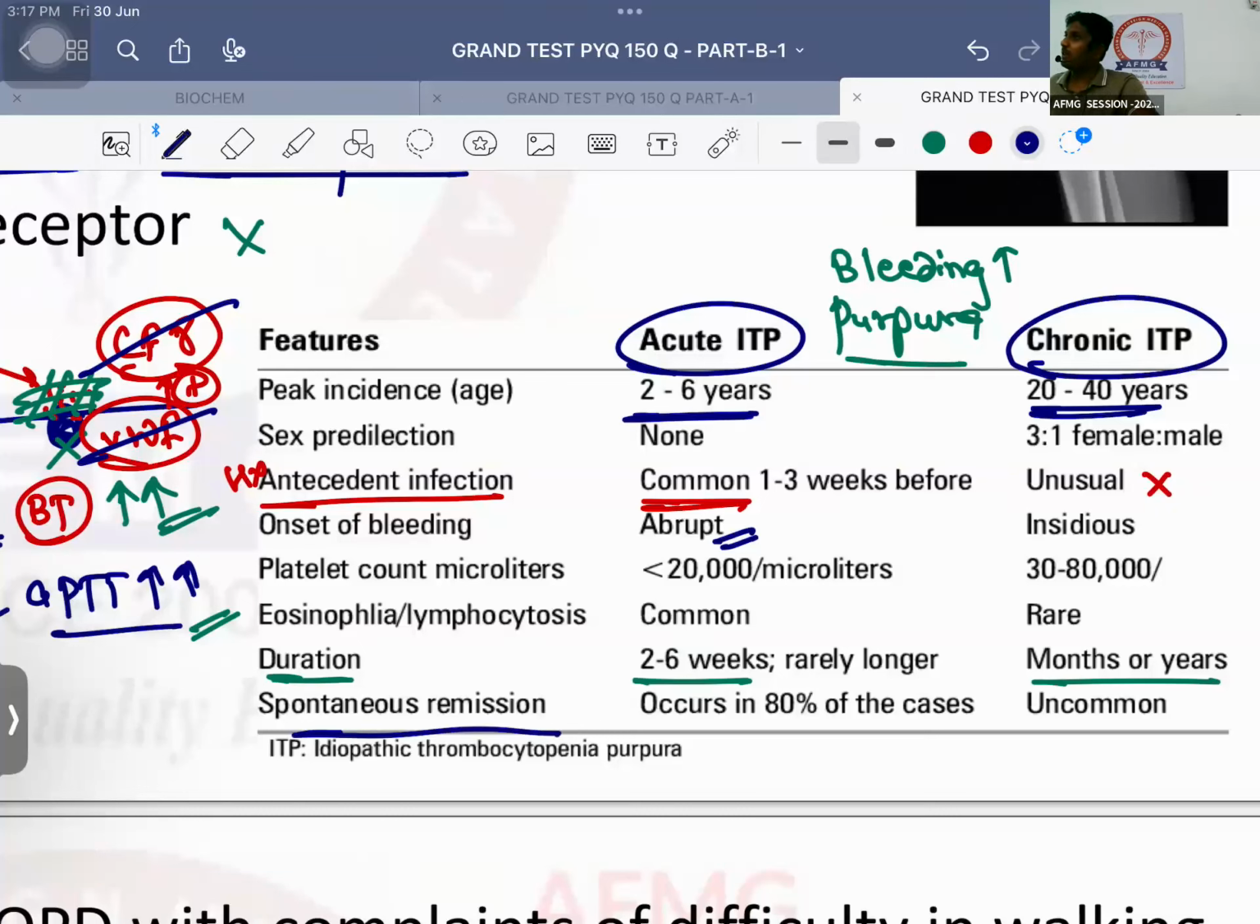Spontaneous remission, that means resolution, self-limiting condition in 80% of the cases. अपने आप ठीक हो जाता है बच्चा. Therefore, no treatment या reassurance was the answer. Reassurance or no treatment should be the answer for acute ITP.